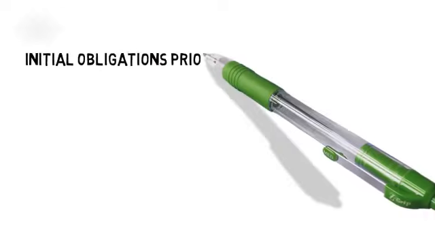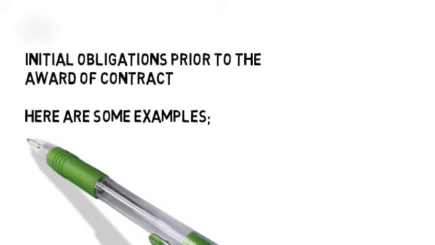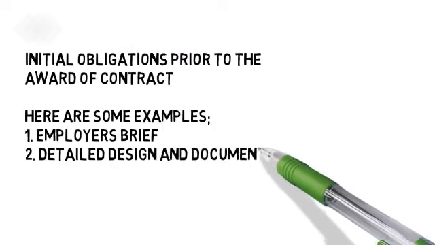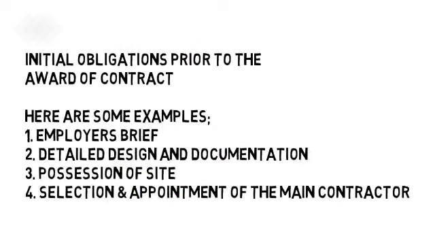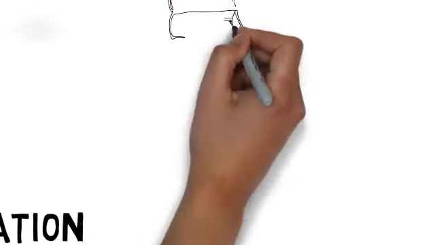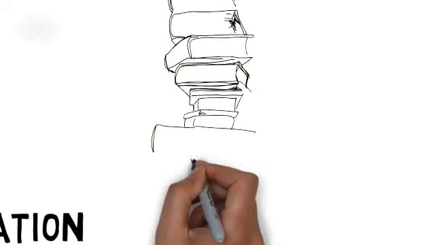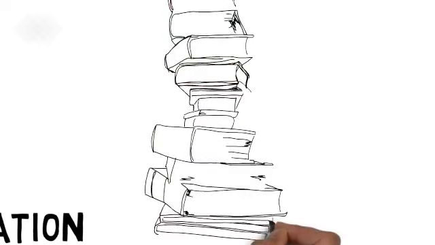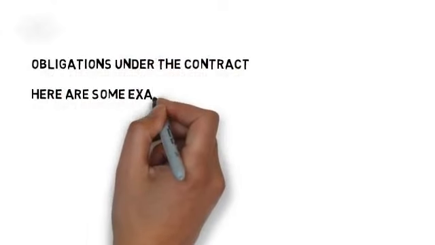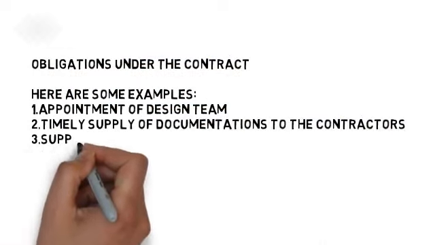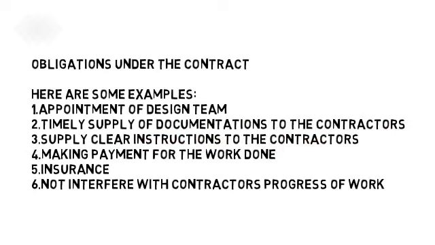So, the initial obligations of the employer prior to the award of the contract. Here are some examples. The employer's obligations under the contract include the appointment of the architect, the timely supply of documentation to the builder, the supply of instructions as to carrying out the works, ensuring the works, where the employer has to take out insurance as per conditions, not to interfere with the contractor's progress of work, and to permit the contractor to complete the whole of the works.